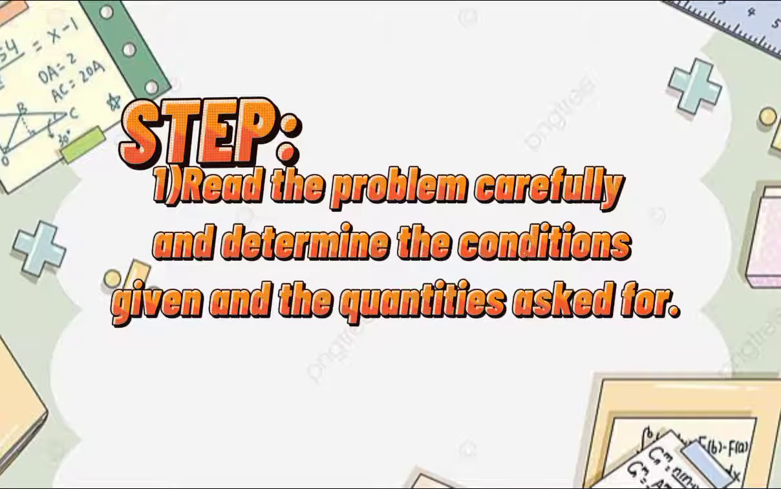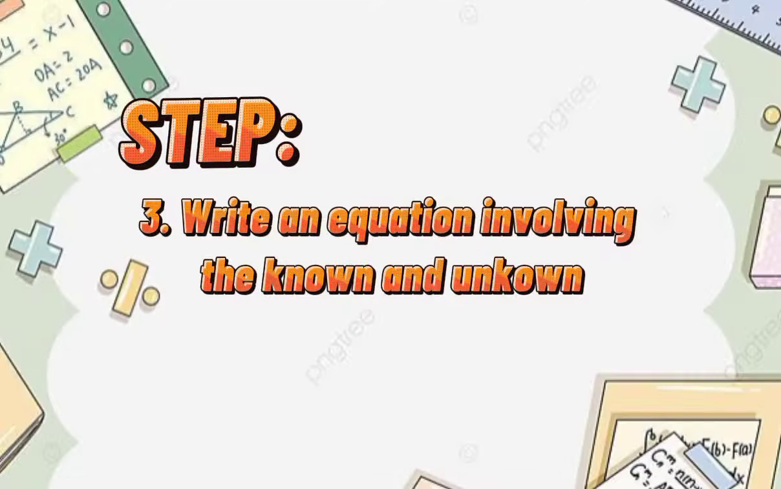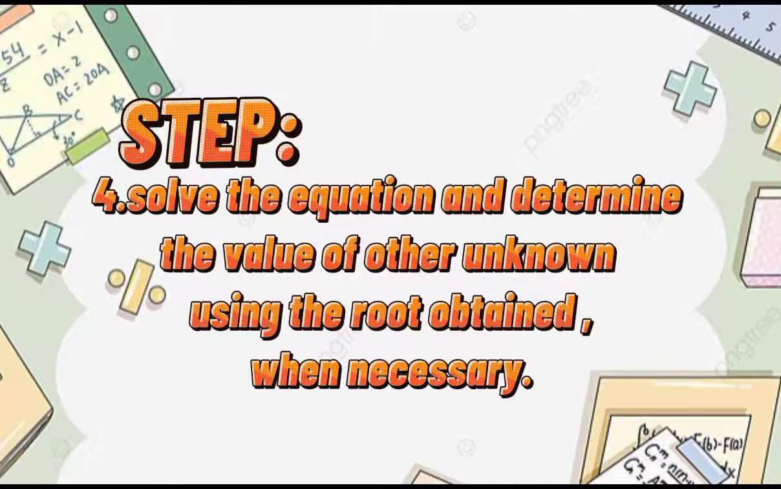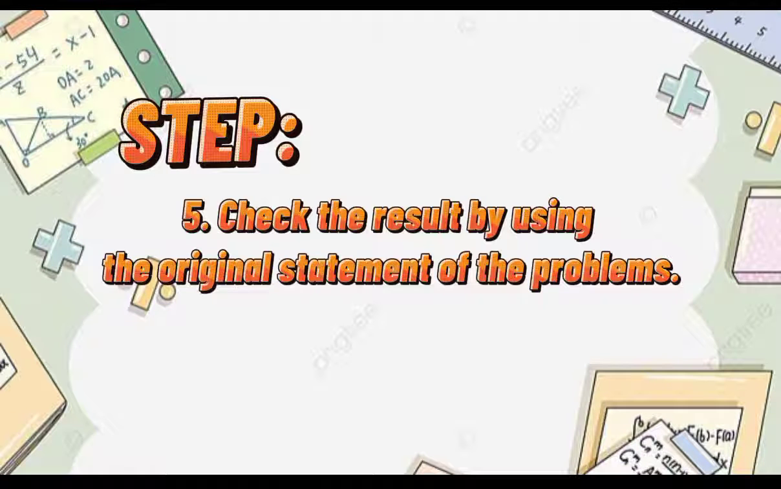Step 1. Read the problem carefully and determine the conditions given and the quantities asked for. Step 2. Represent the unknown by a variable, say x, when several related unknowns are involved. Express each in terms of a single variable. Step 3. Write an equation involving the known and unknown. Step 4. Solve the equation and determine the value of the other unknowns using the root obtained when necessary. Step 5. Check the result by using the original statement of the problem.